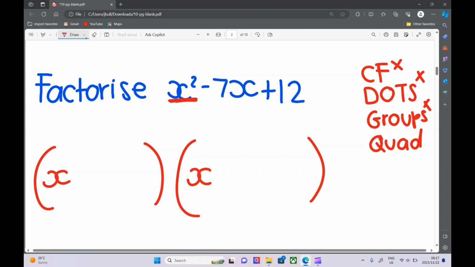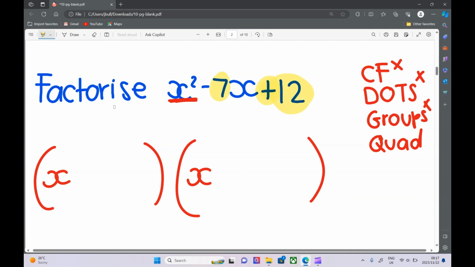Then what we have to do is read this backwards. So factors of 12 that add up to... okay, it always depends on the sign, if it's adding or differing. So factors of 12 that add up to 7. So that's how we read it. Read it backwards: factors of 12 that add up to 7.